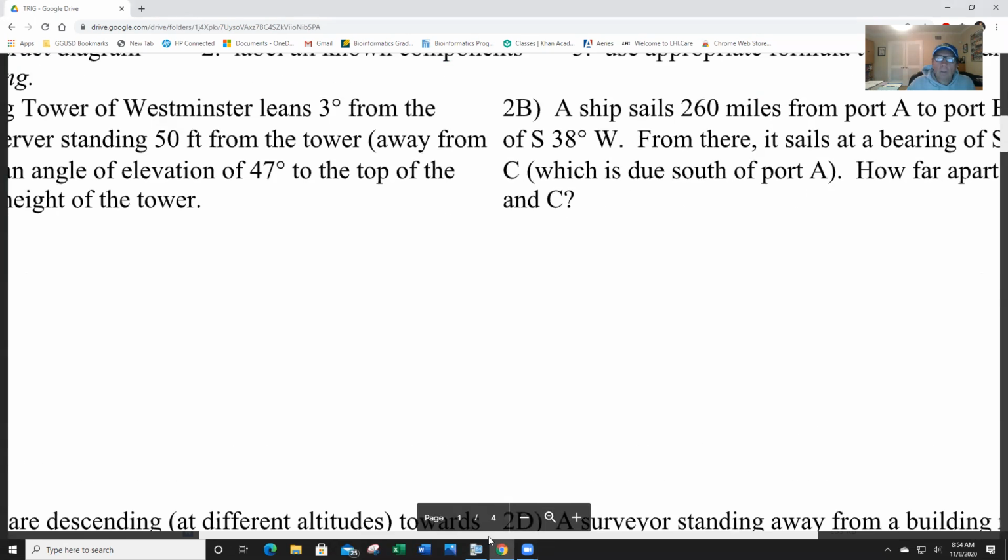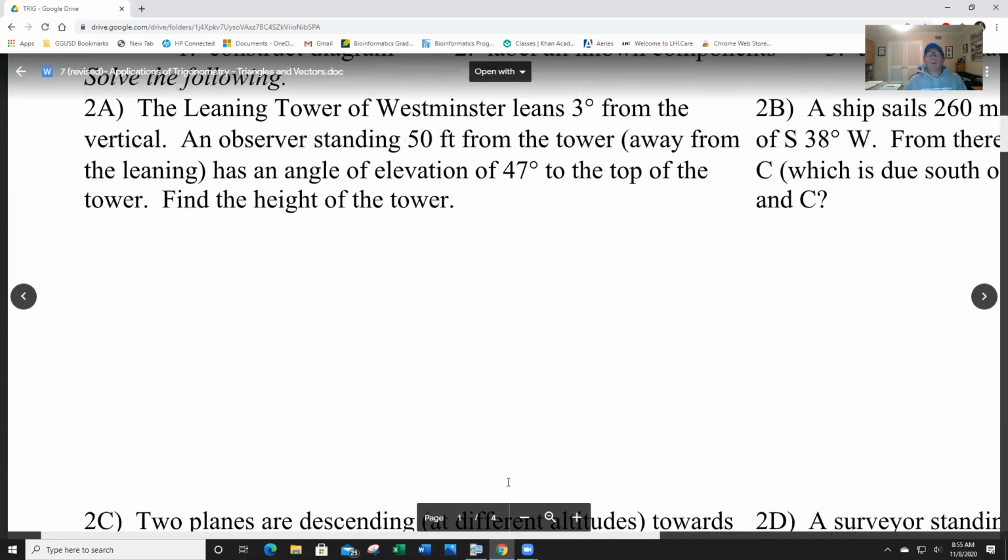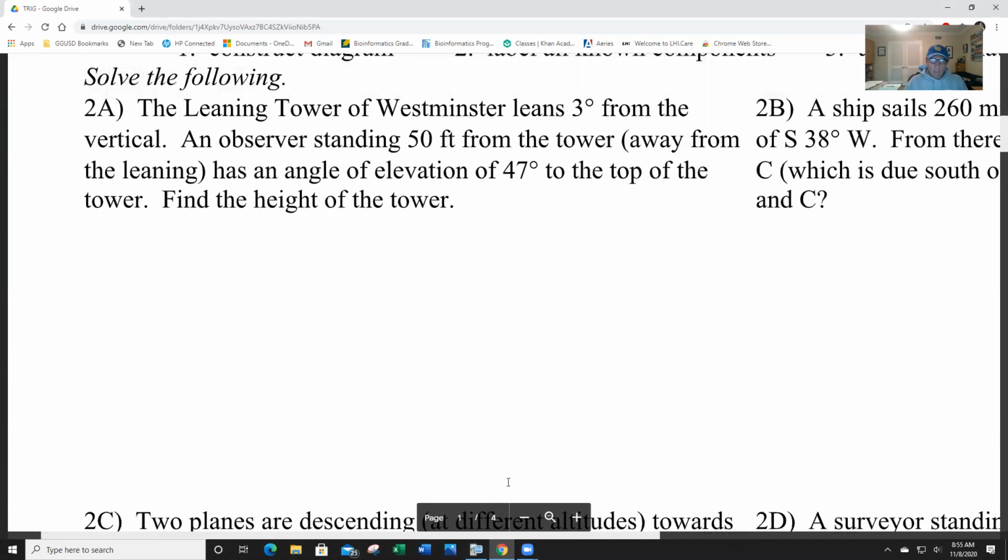Okay. All right. So question A, the Leaning Tower of Westminster, I'm sure you've heard of that, leans 3 degrees from the vertical. An observer standing 50 feet from the tower, away from the leaning, has an angle of elevation of 47 degrees to the top of the height. Find the tower, no problem. So we got some different things going on here, some different skills. First of all, let me draw the tower.